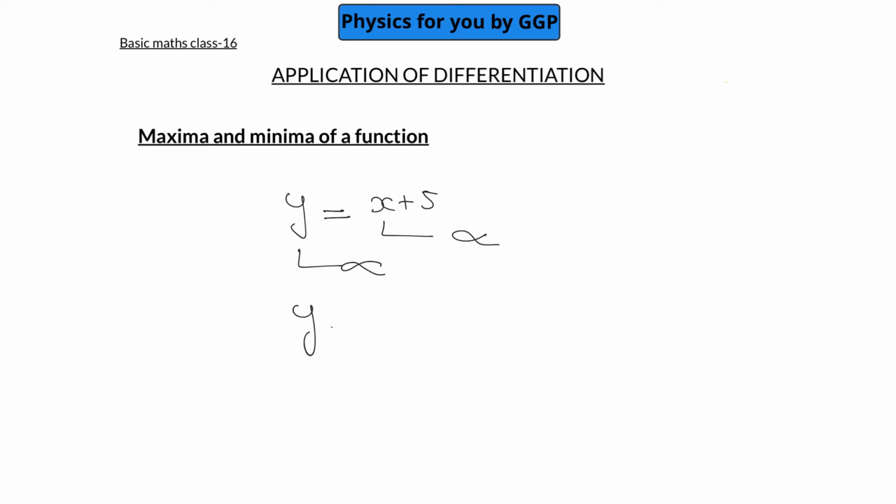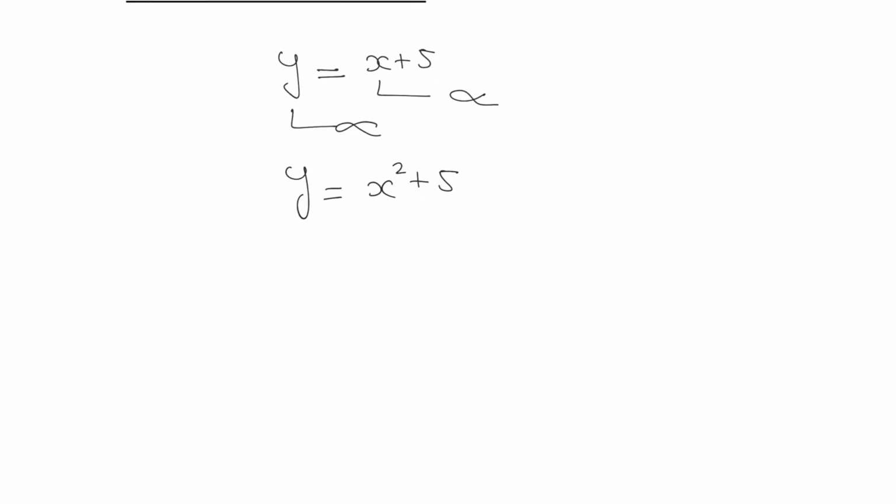But instead, if I write y is equal to x square plus 5, and you ask what is the maximum possible value for y, we know that if I put x equal to infinity, then the maximum possible value of y is infinity. But for the minimum value of y, we can observe that the minimum possible value is 5. You can put any value for x, but the value of y cannot be less than 5. So it has a specific minimum value, that is 5, but not a specific maxima. Maxima is infinity.